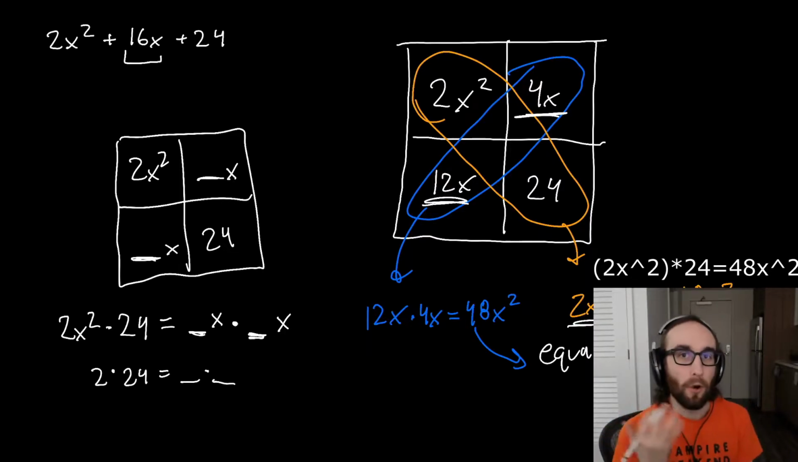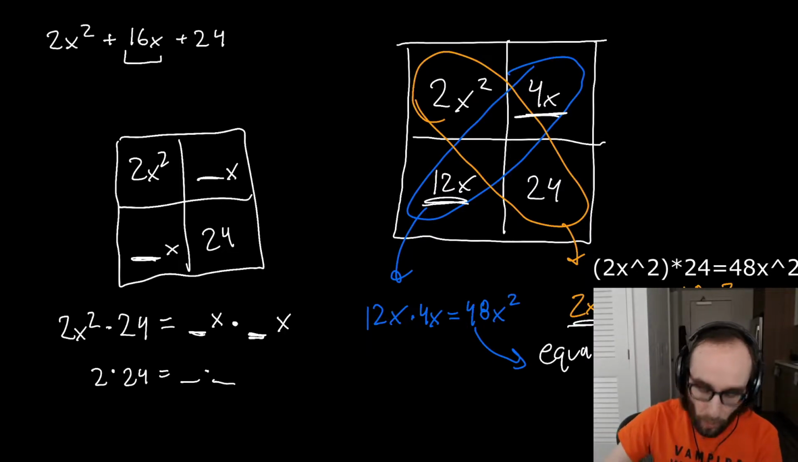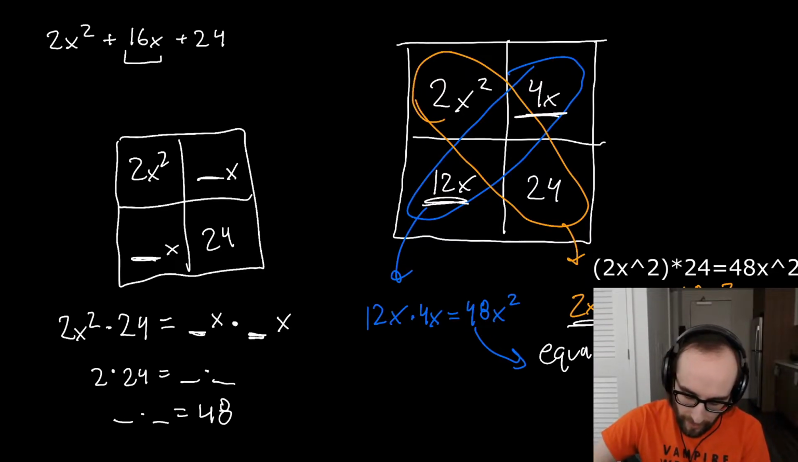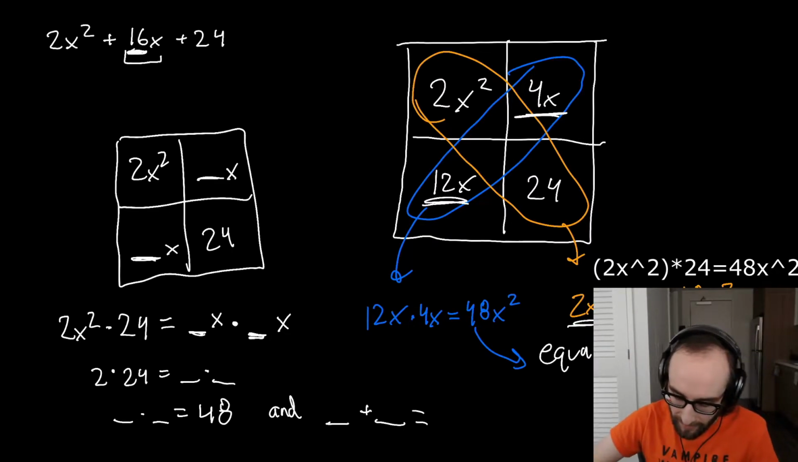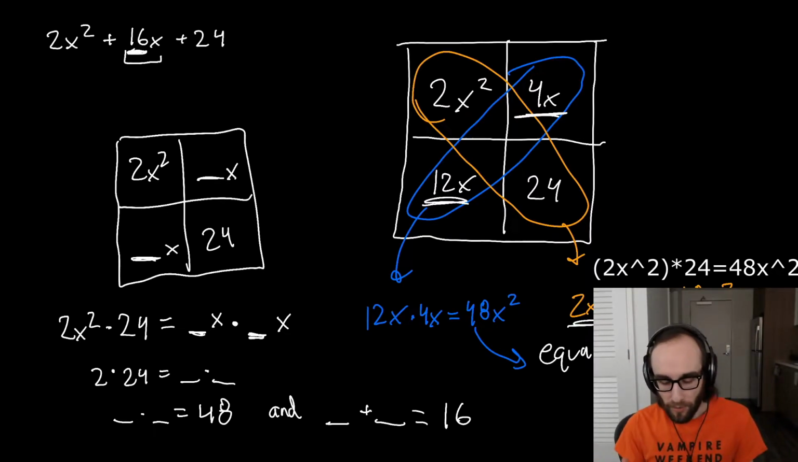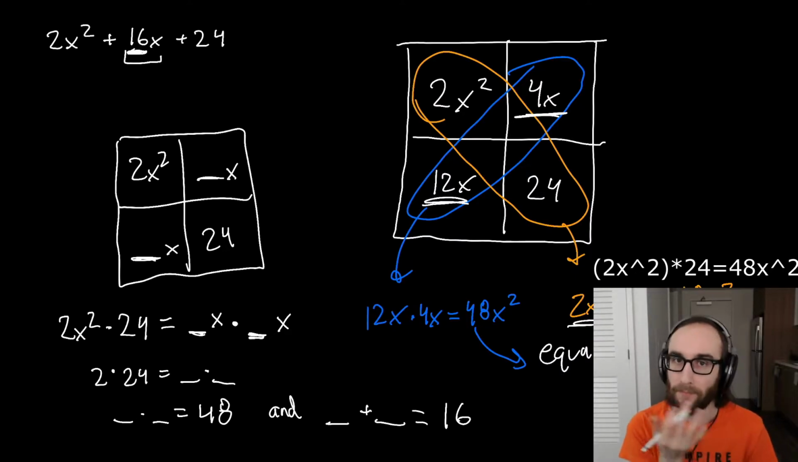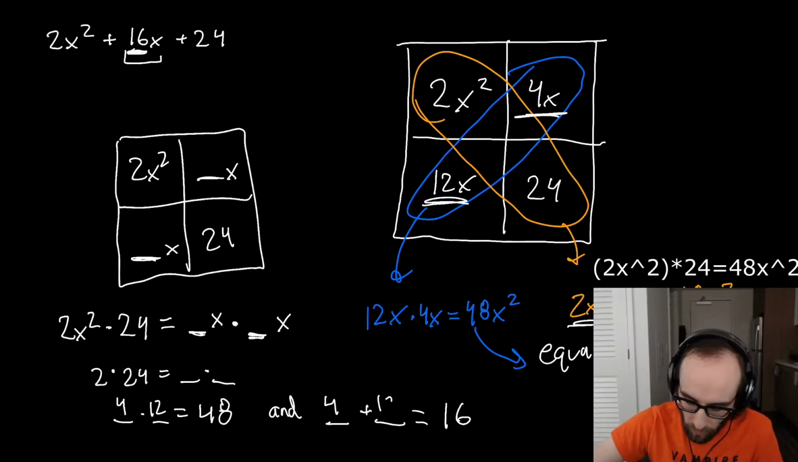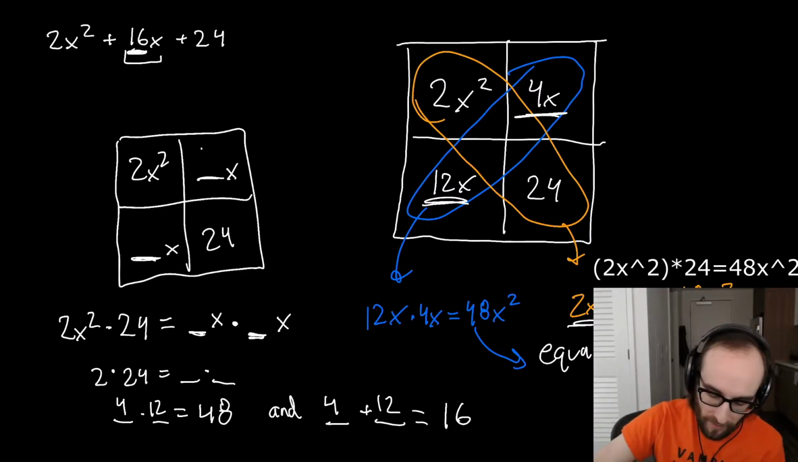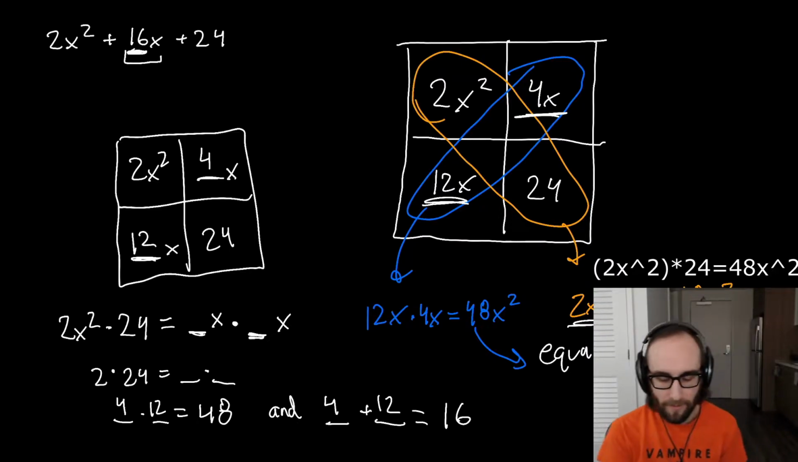So when we're figuring out our puzzle, what we need to do is find two numbers that multiply to 48. Blank times blank equals 2 times 24, which is 48. And also, our other pattern is going to remain the same: they both have to add to 16. So we could look at factors of 48 and try out a few of them. As we can see, 4 and 12 are two factors of 48, and 4 and 12 both add up to 16. So 4x and 12x.